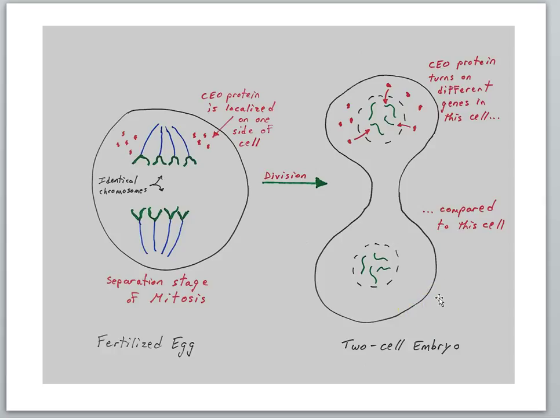That has important implications because the CEO protein, remember, is going to be switching on a certain set of white collar genes. And the idea is, even though there's no CEO protein pictured over here, there would be other proteins that would be turning on a different set of white collar genes here. See, so already at the two-cell stage, we can have different futures for these two cells because the CEO protein was localized, which means that the pattern of gene activity for this cell will be different than the pattern of gene activity for this cell.